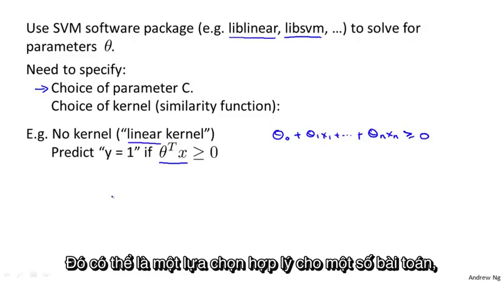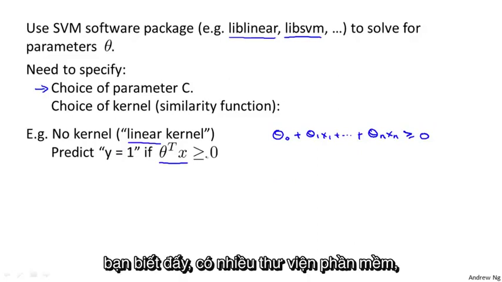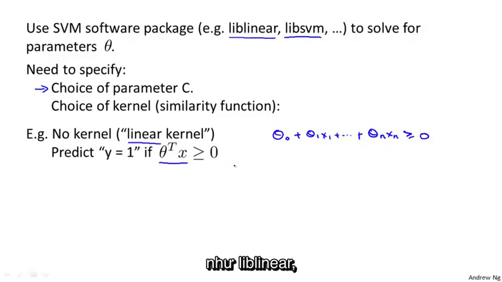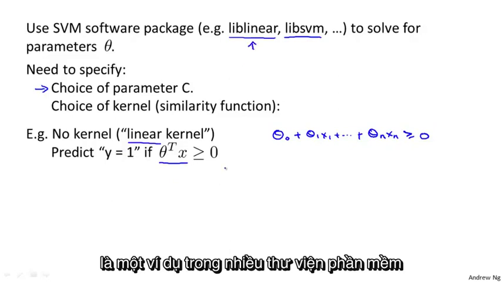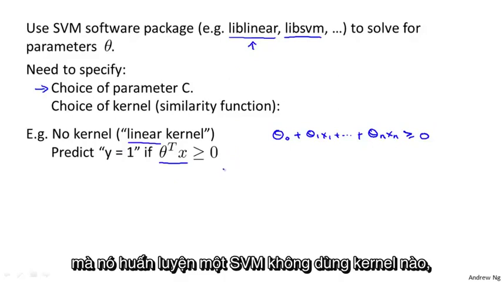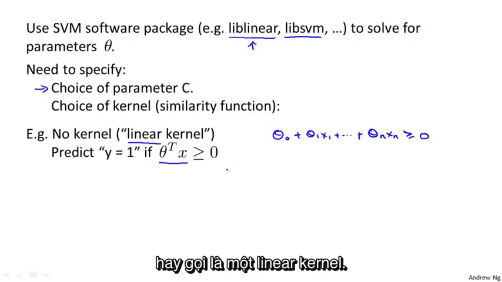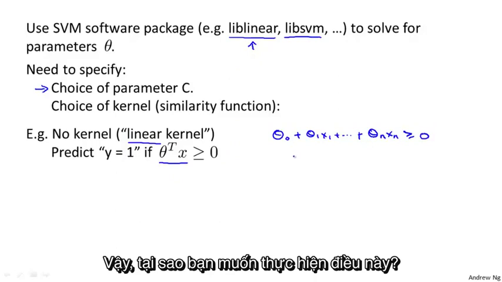So that would be one reasonable choice for some problems, and there are many software libraries, liblinear being one example out of many, that can train an SVM without using a kernel, also called a linear kernel. So when would you want to do this?